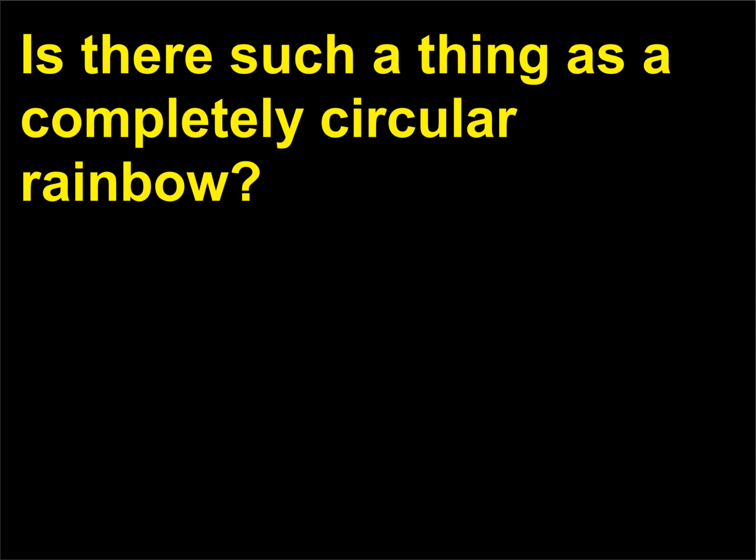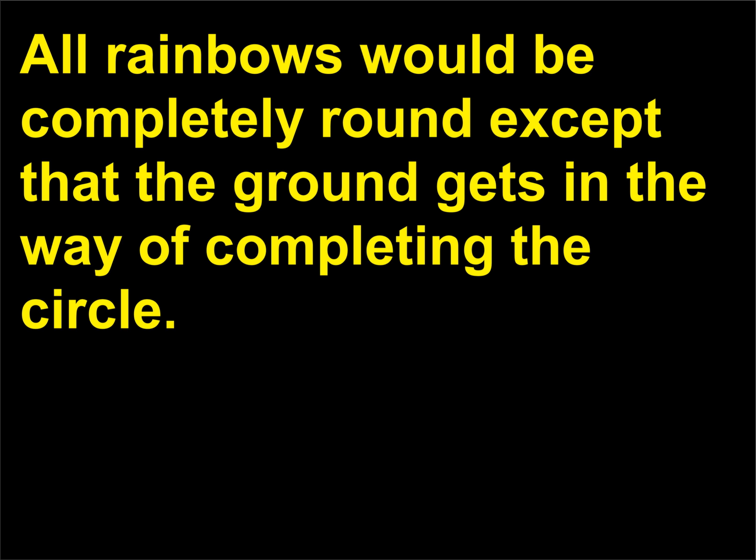Is there such a thing as a completely circular rainbow? All rainbows would be completely round except that the ground gets in the way of completing the circle.